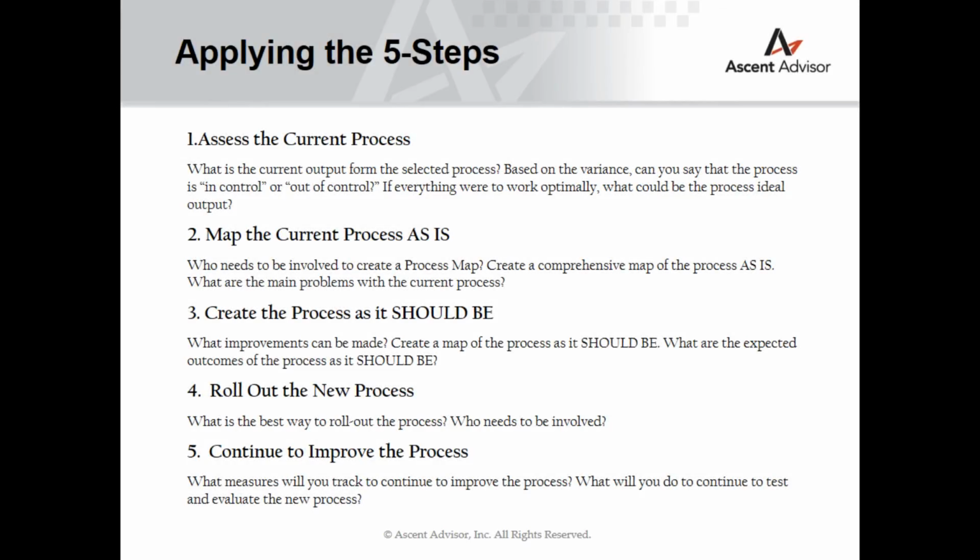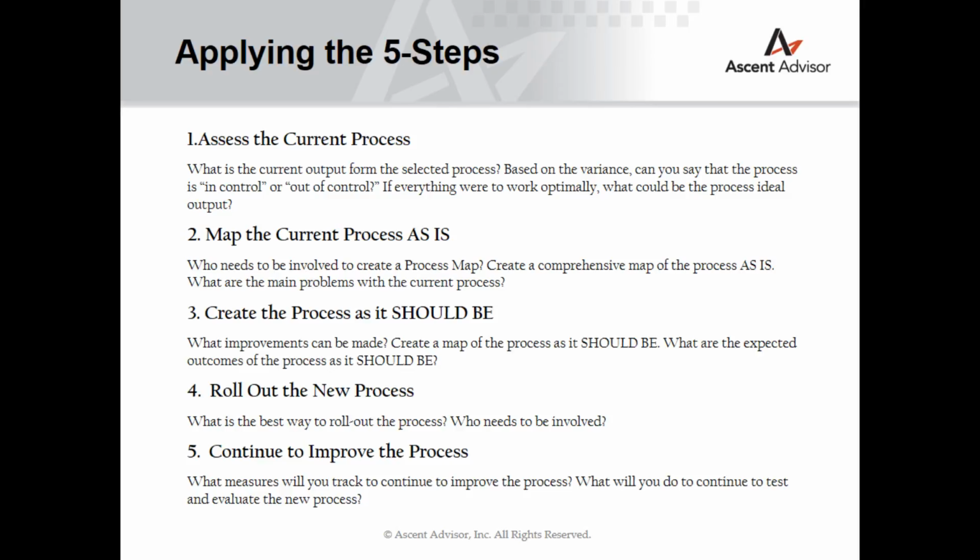I hope that you have found these practices for process improvement useful. Just to review the five key steps: number one, assess the current process, measuring the current output, and determining whether the process is in control or out of control, and then determine the ideal output. Then, number two, map the current process as is. Make sure that you involve all the players that are currently working in the process to describe what is currently taking place.